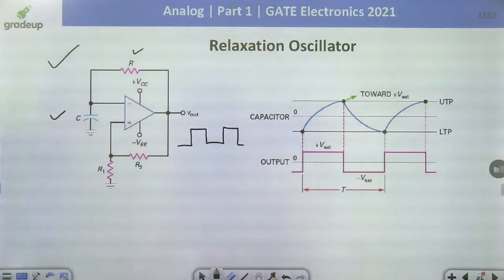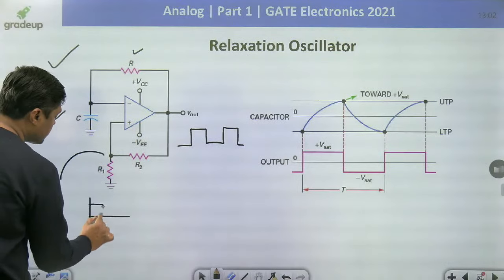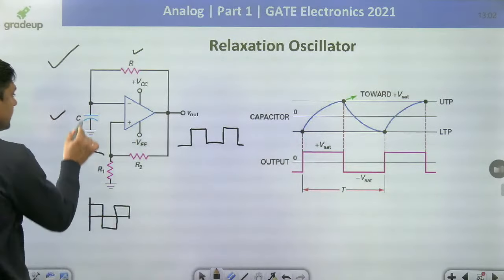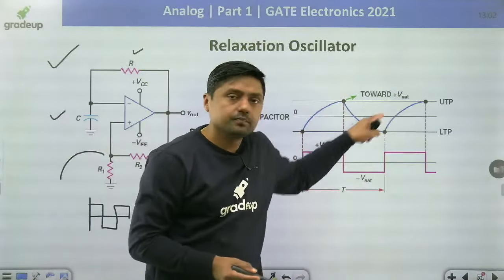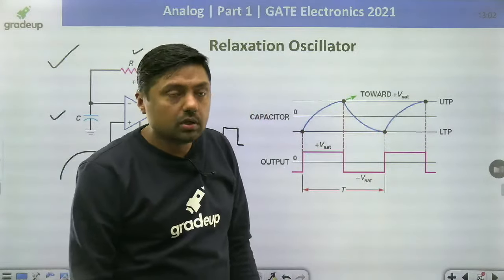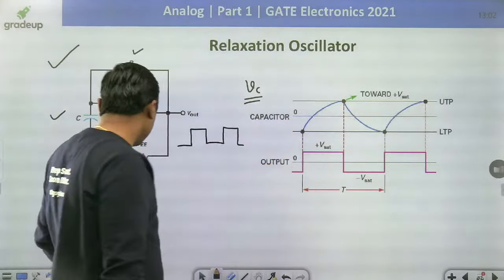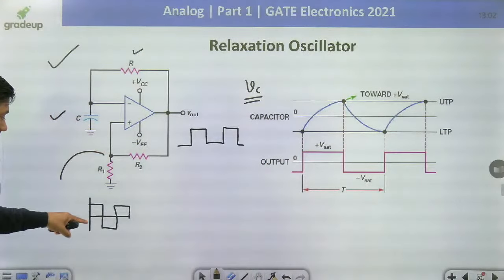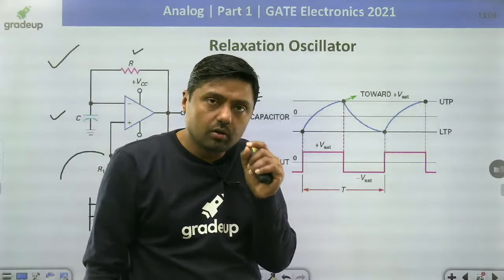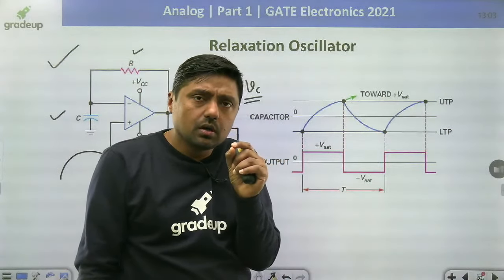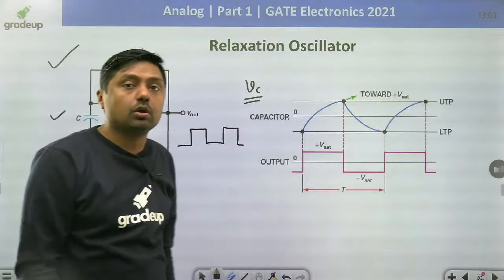Now, at the output we are getting the square wave. At this point again we are getting a square wave, that is called an attenuated square wave. And at this point we are getting an approximated triangular wave. This is the voltage across the capacitor. This is the output voltage. And at this point, the non-inverting terminal, we are getting the square wave. Always remember, my dear students, Vp is not equal to Vn.